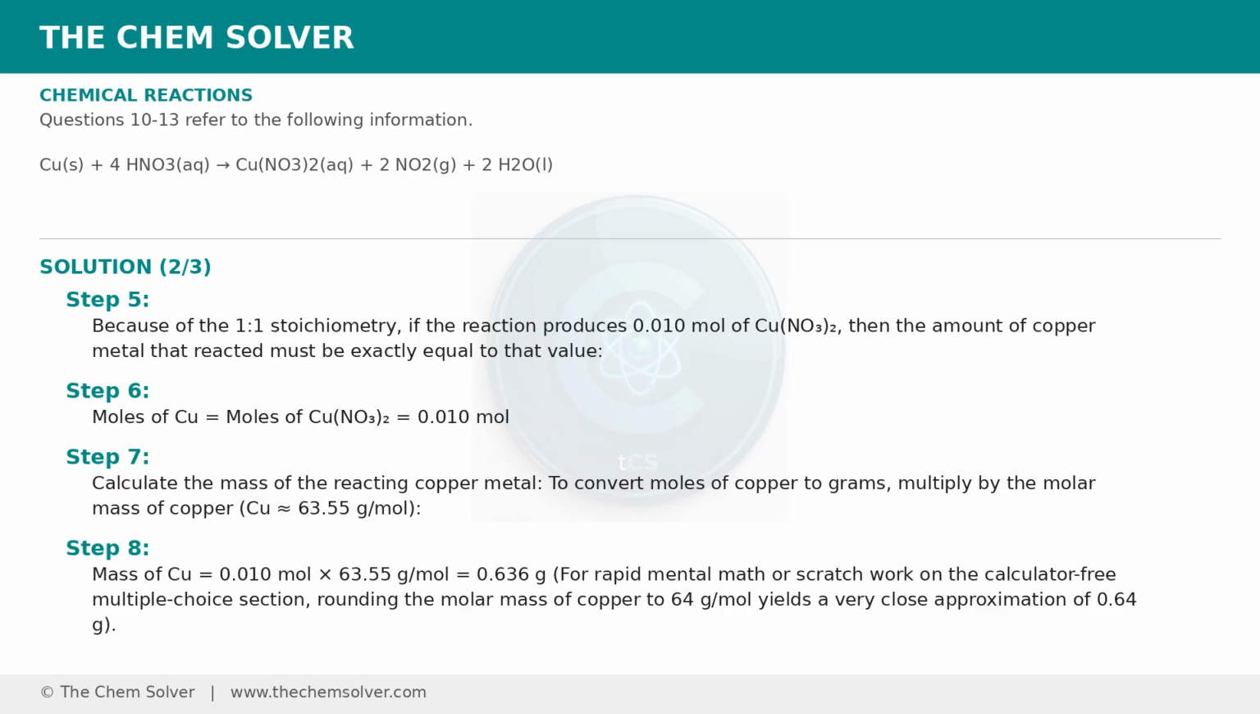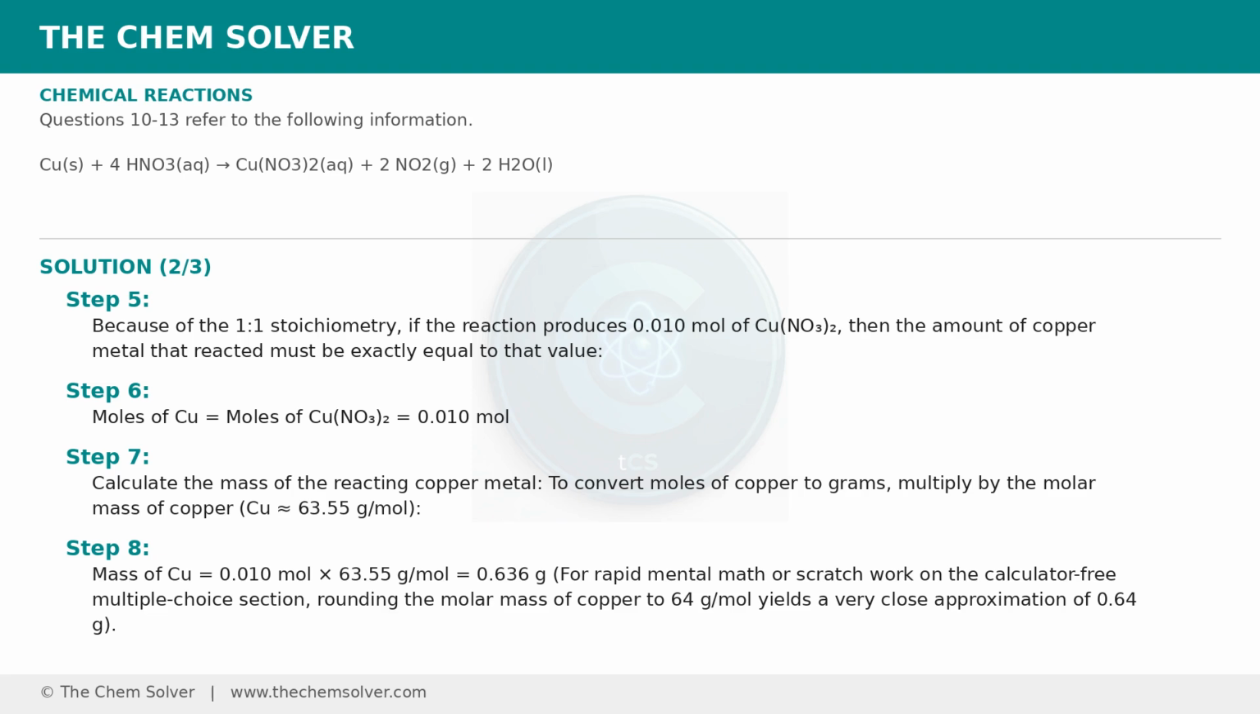Because of the 1:1 stoichiometry, if the reaction produces 0.010 moles of Cu(NO3)2, then the amount of copper metal that reacted must be exactly equal to that value. Moles of Cu equals moles of Cu(NO3)2, which is equal to 0.010 moles.